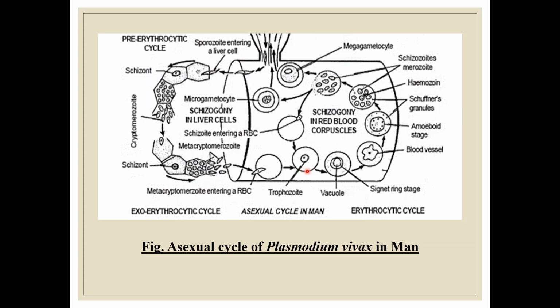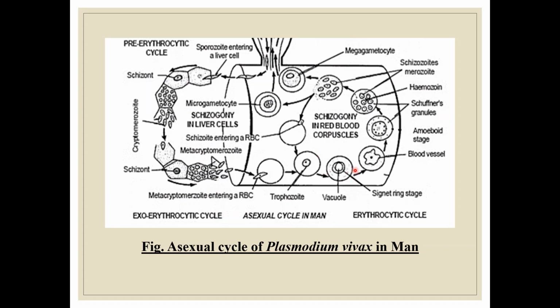This trophozoite grows in size by ingesting the hemoglobin present in the RBC, due to which a vacuole appears in the parasite. This vacuole gradually increases in size and pushes the nucleus to one side in the peripheral cytoplasm. This stage is referred to as the signet ring stage. As the parasite grows further, the vacuole disappears and the shape of the parasite becomes amoeboid. That stage is called the amoeboid stage.